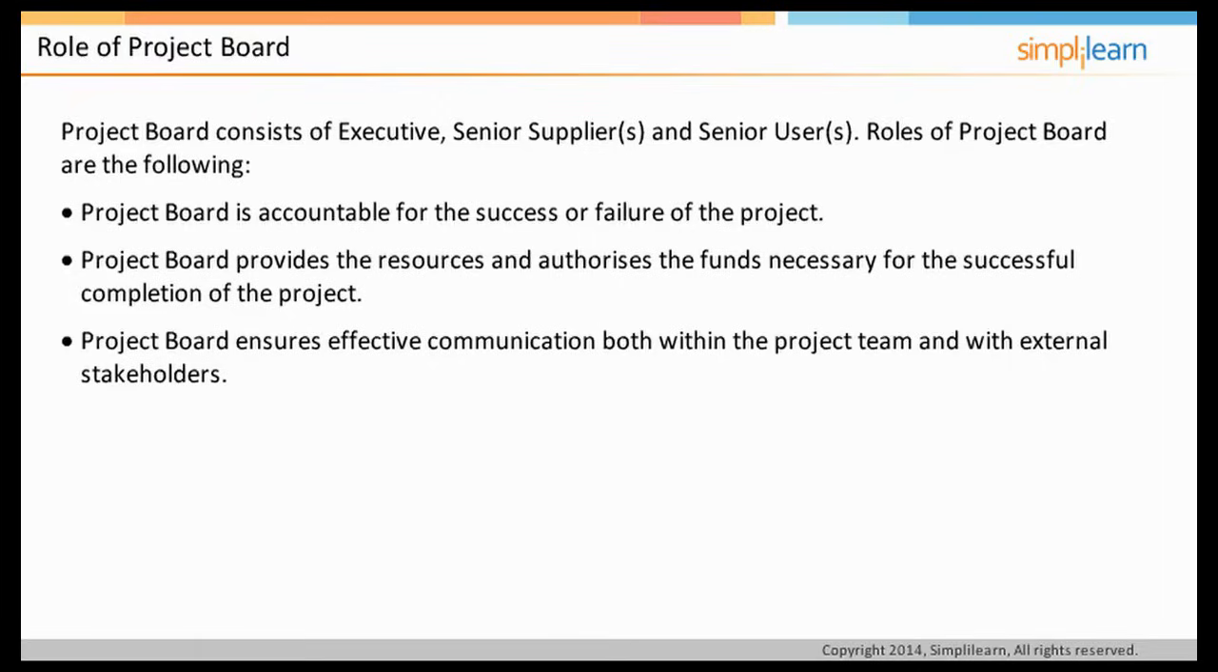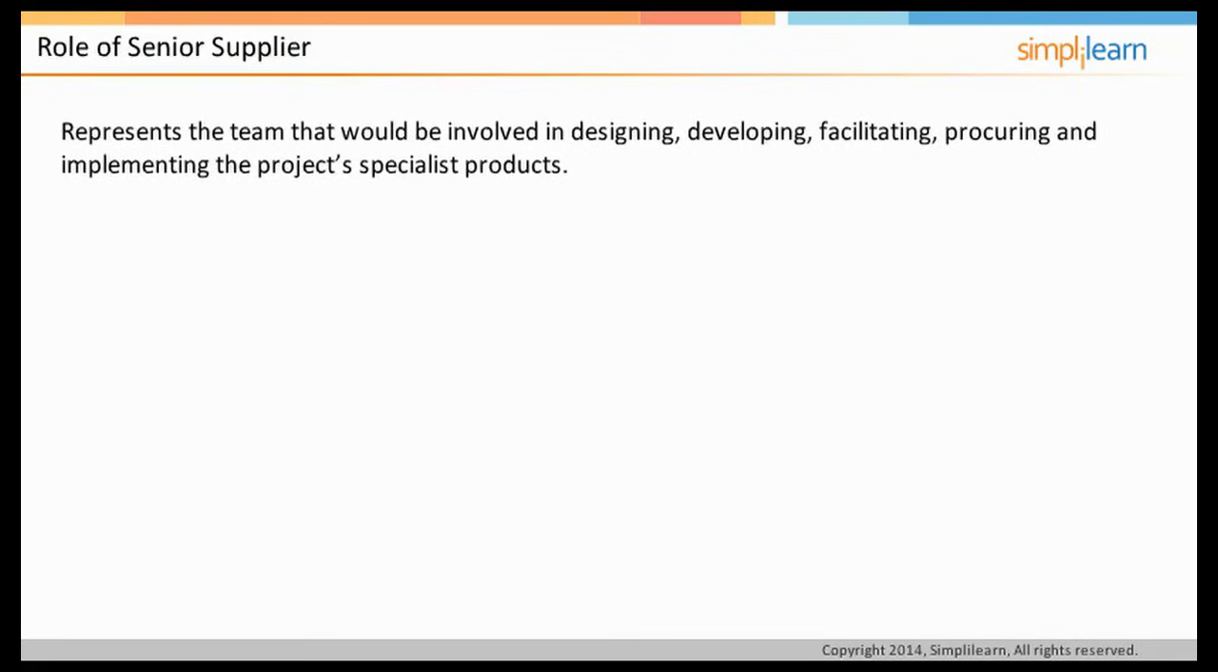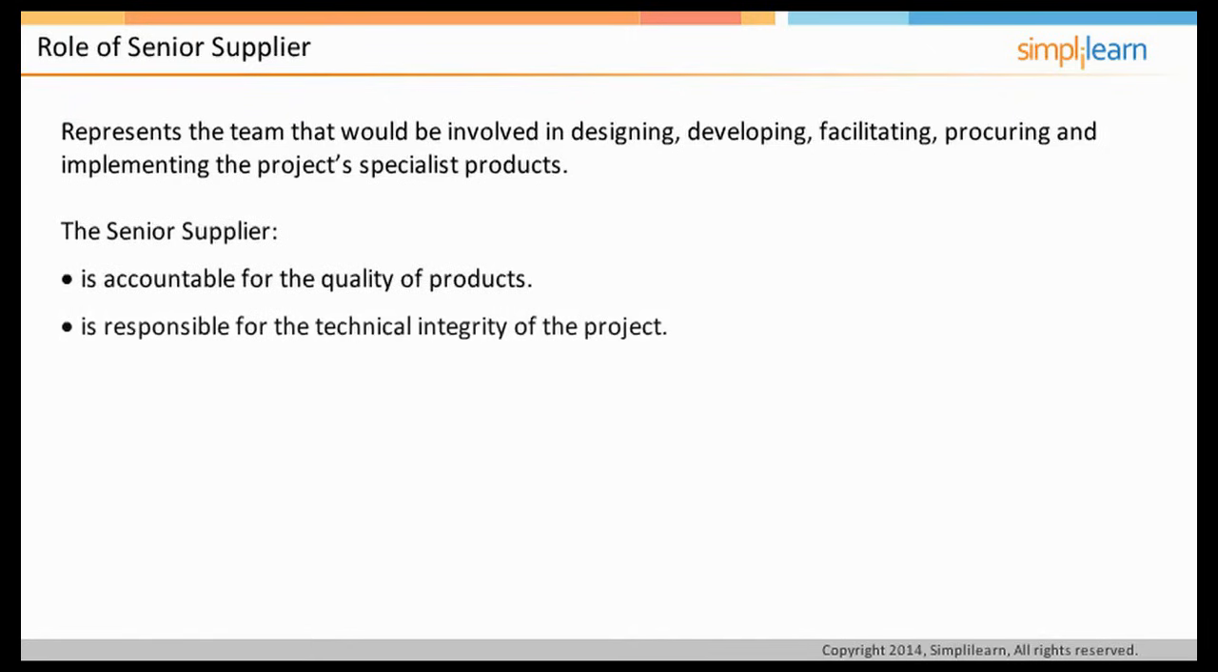There should be a representation from the team who would be involved in designing, developing, facilitating, procuring, and implementing the specialist products of the project. This role is accountable for the quality of products and for the technical integrity of the project. The senior supplier provides supplier resources, which can be internal to the organization or can be obtained from external vendors or service providers. After understanding three important roles, let us now discuss the role of a project board in the following screen.